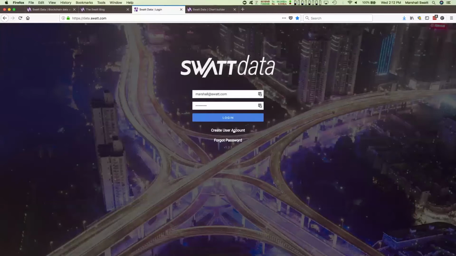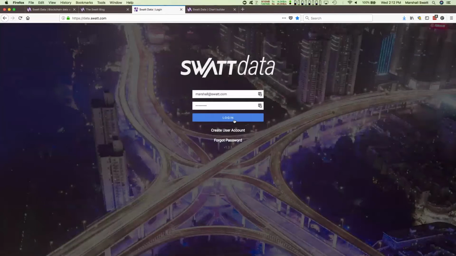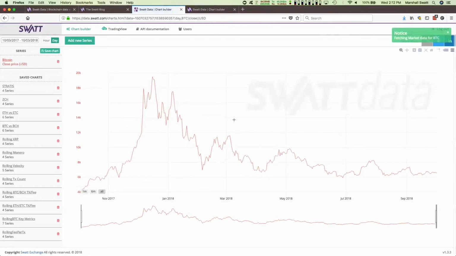It's very easy to get started. We have a link that says create user account. We ask for 3 pieces of data, that's all. Just your name, your email, the name of your company. We will generate a random password for you when you create the account, and you'll be good to go. If I log in here, it takes you to the standard interface for Swatt Data.